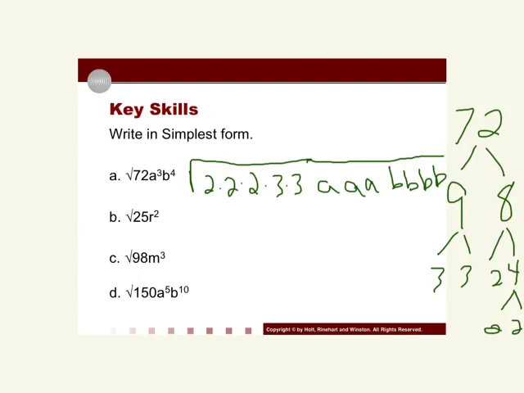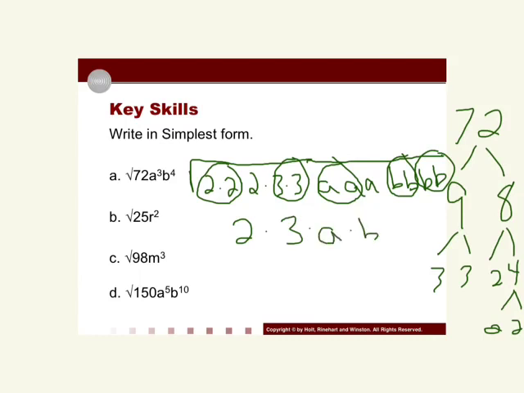Now, keep in mind, if you have a pair, I'm going to circle my pairs. If you have a pair, they get to come out of the radical. So coming out of the radical is going to be a 2. It's going to be a 3. It's going to be an A. It's going to be a B. And it's going to be a B. And then left inside, lonely inside, is the 2 and the A.